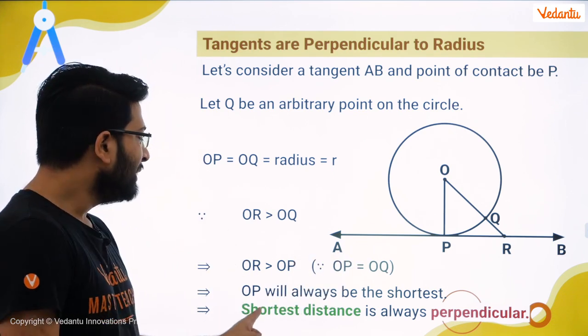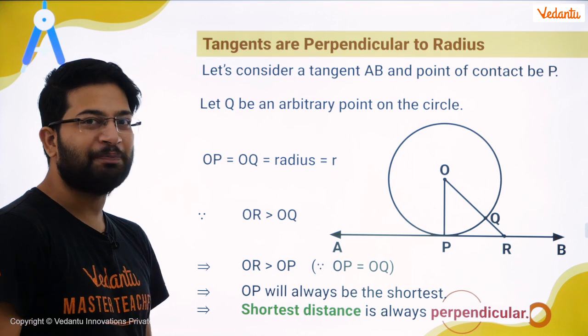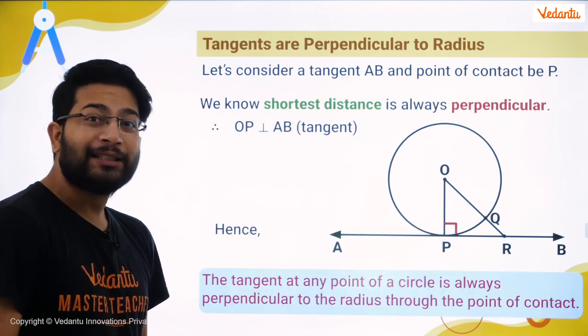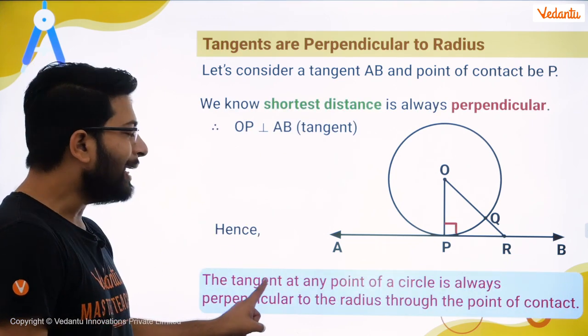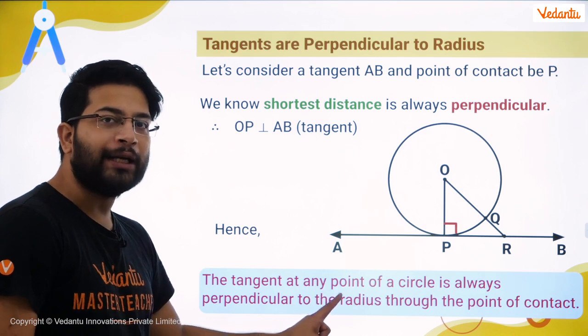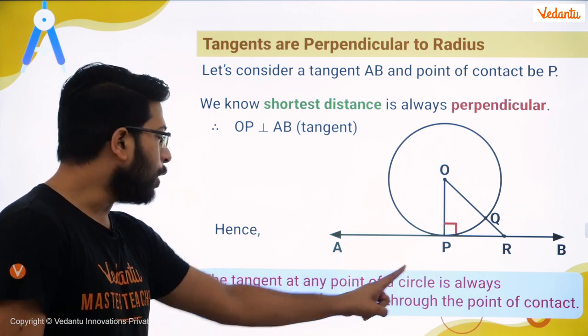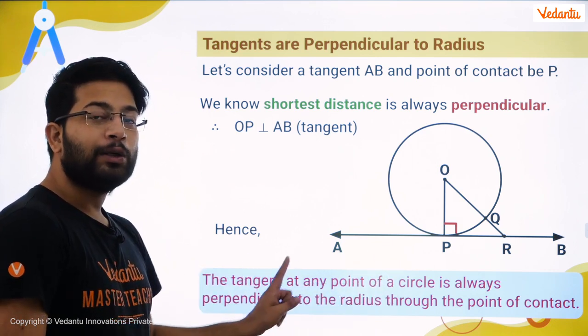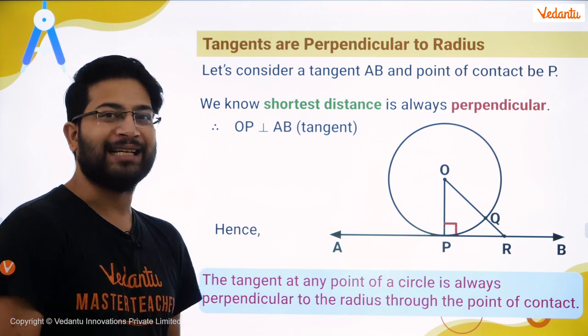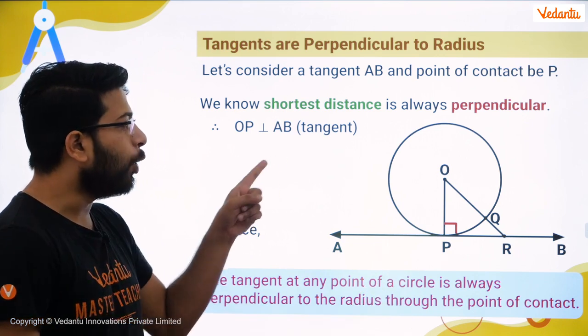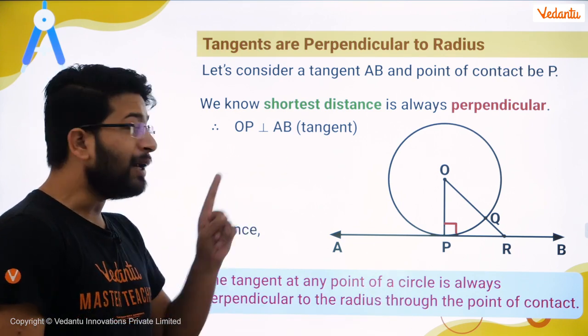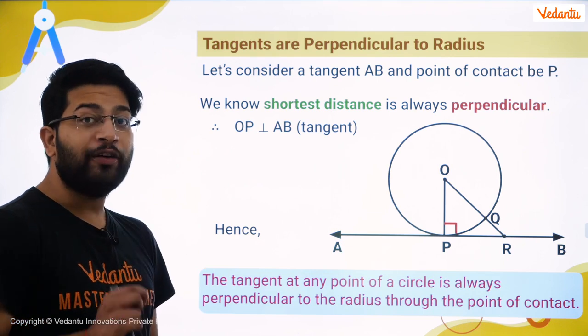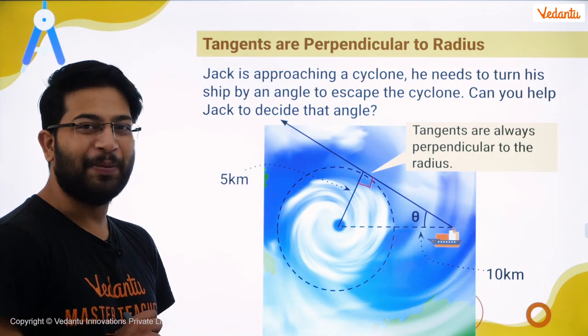And we know that the shortest distance is always perpendicular. Right? So champ, from here we can say the tangent at any point of a circle is always perpendicular to the radius through the point of tangency. That means angle OPB and angle OPA are always 90 degrees. I hope it is clear.